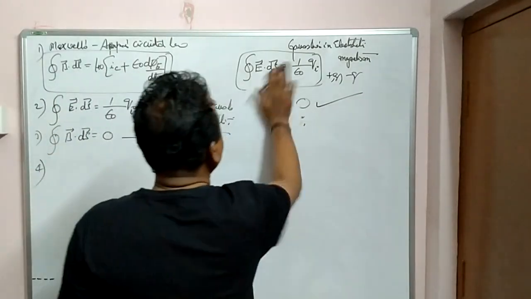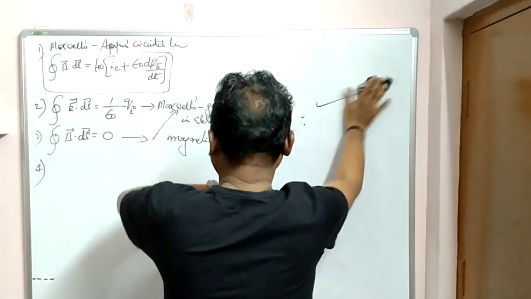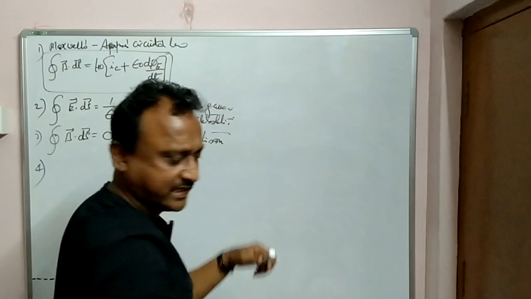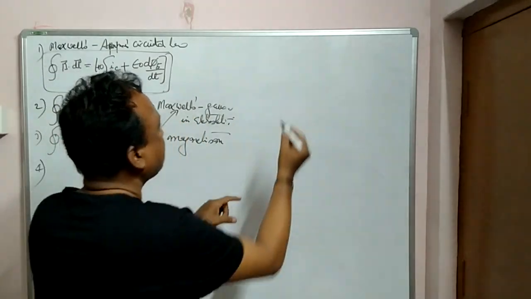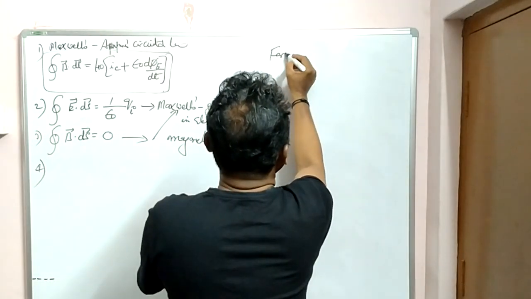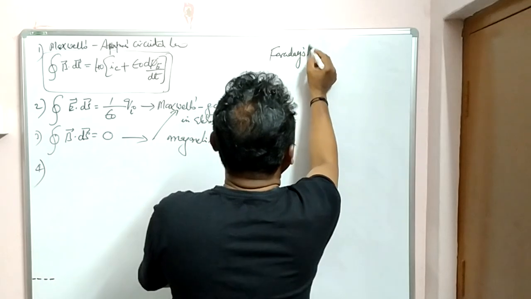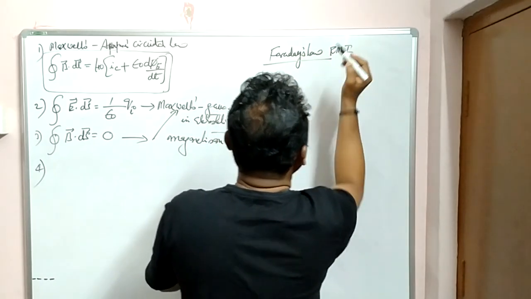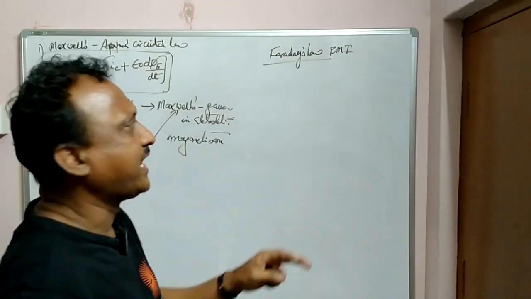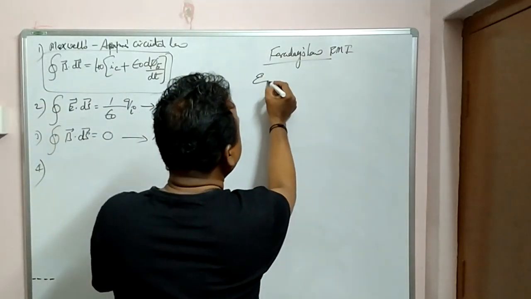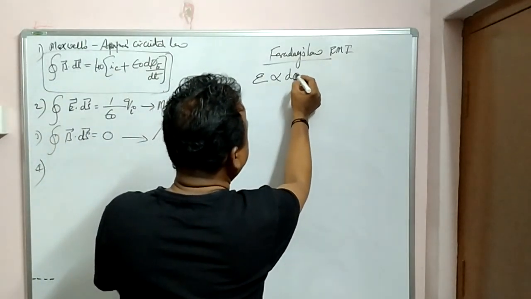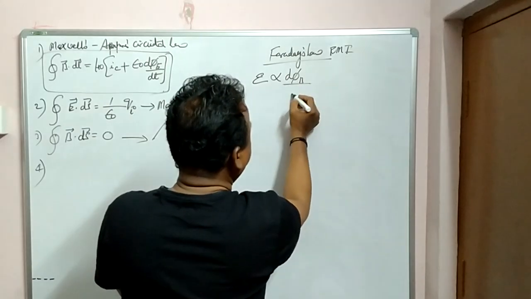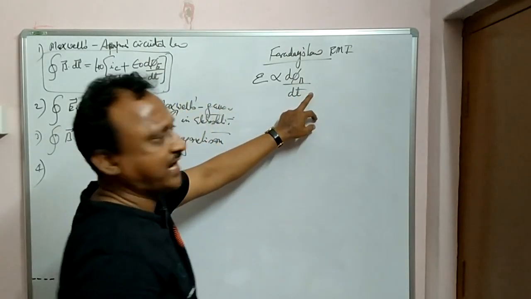Faraday's laws, the fourth one. Let us see what happened here in Faraday's law. The last one, Faraday's laws in electromagnetic induction. So according to Sir Michael Faraday, what is given? The induced EMF or current is directly proportional to the rate of change of magnetic flux.